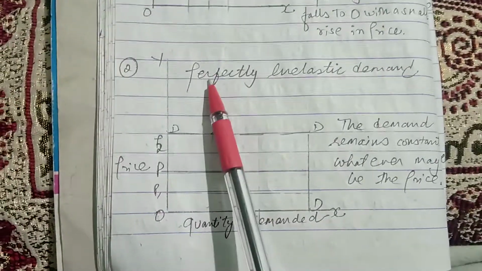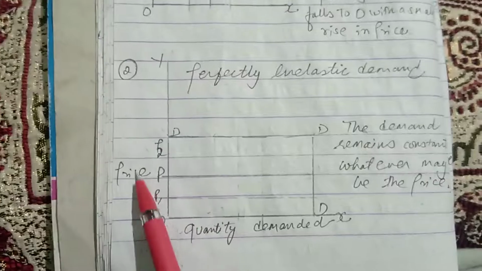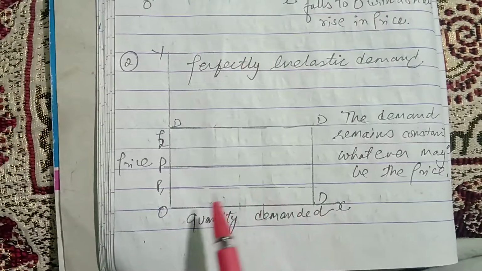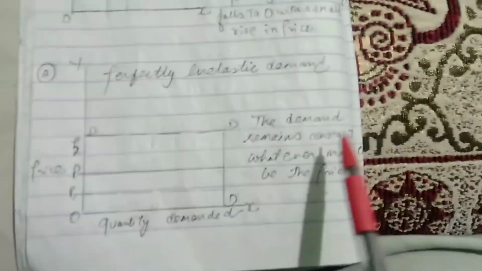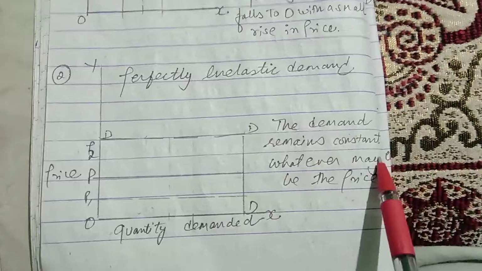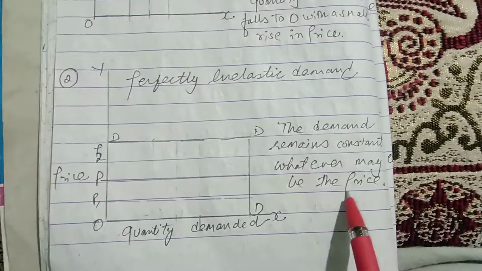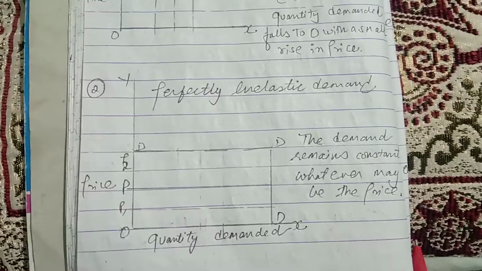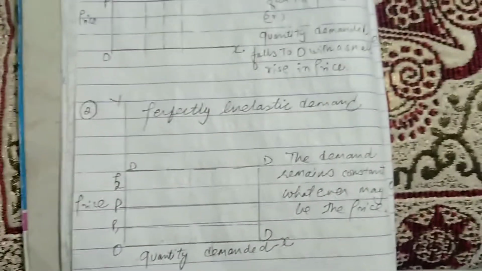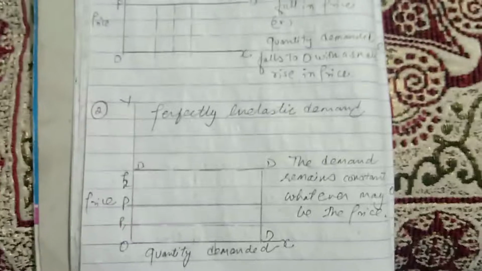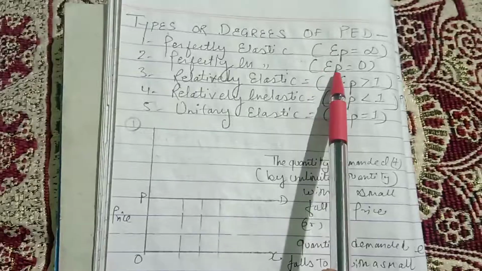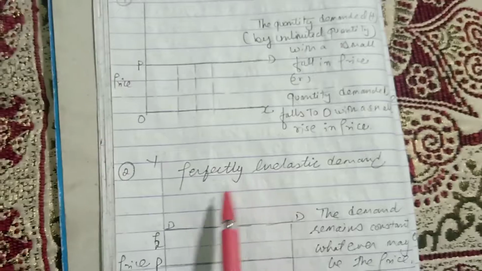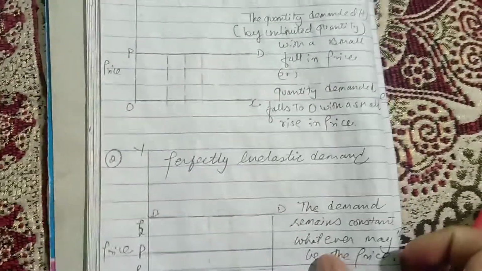Second diagram is for the perfectly inelastic demand. Here again you can see the price and the quantity through P1, P and P2, and these are showing the demand. Well, the demand remains constant whatever may be the price. There are no changes in the demand, either the prices are increasing or decreasing. The demand is as it is. So in the case of perfectly inelastic demand, the elasticity of price is always equal to 0.